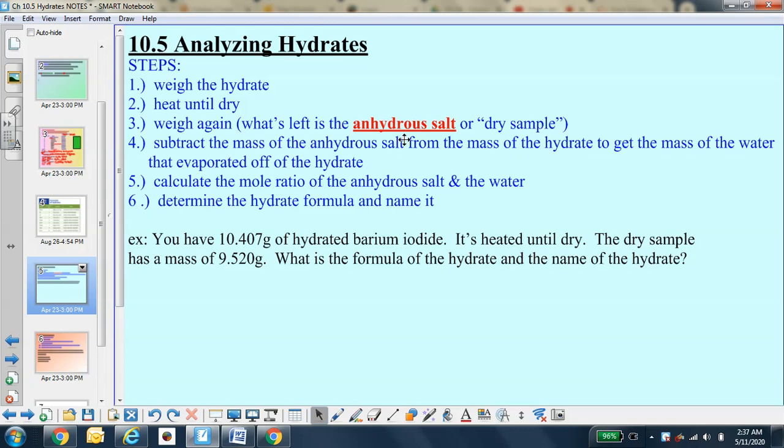Then we subtract the mass of this dry anhydrous salt from the mass of this wet hydrate to figure out how much water was driven off, and we would get the mass of that. Then we're going to do some math to figure out the mole ratios of the anhydrous salt and the water and figure out what the formula is and name it. So you'll need a periodic table and a calculator at this time.